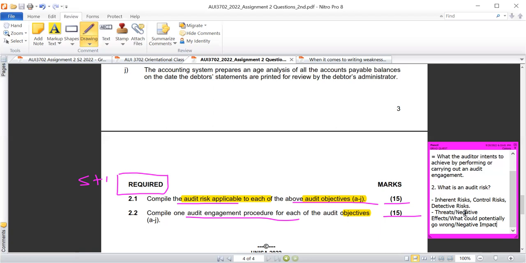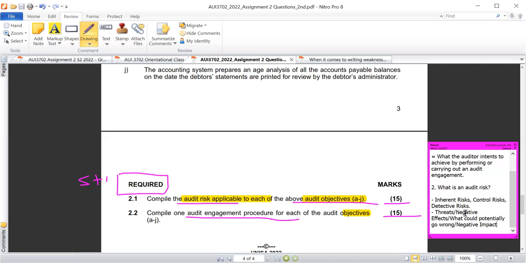If I'm looking at an audit objective, I need to think, okay, if ever they are not achieving this objective, what is the danger? So what is the risk surrounding failure to achieve that objective? Or what is that thing that may hinder the achievement of that set objective? That's exactly what your lecturer is asking for.